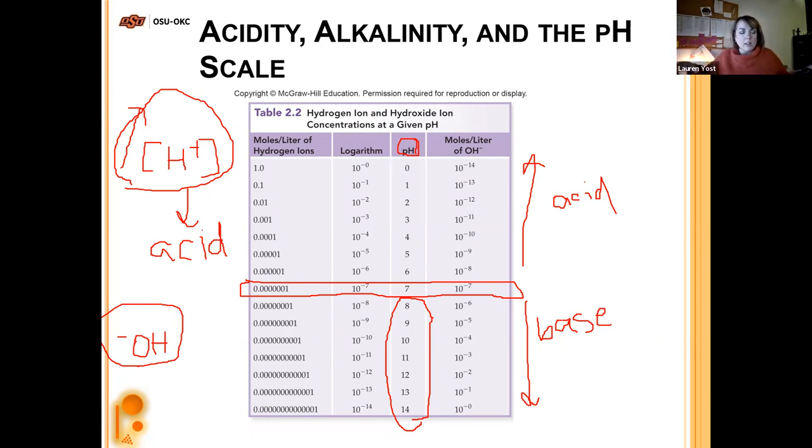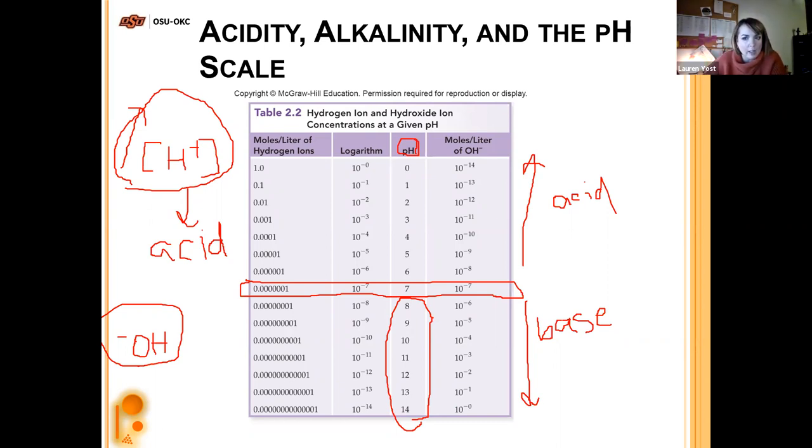If that solution has more free H plus floating around in it, it's more acidic. If it has less, it's more basic. The inverse can be said of the OH, because the OH is like its opposite. Okay, that's what that's about. The OH is the opposite of the H plus. Okay, so now we got that idea down.